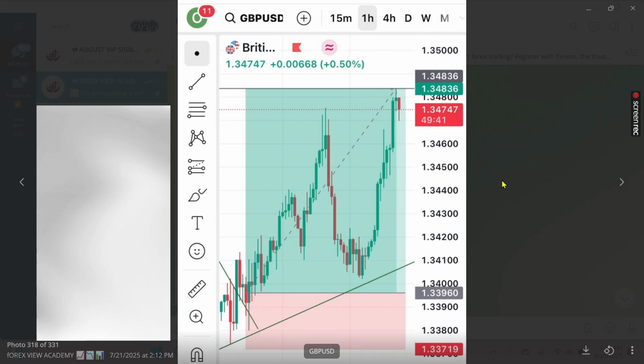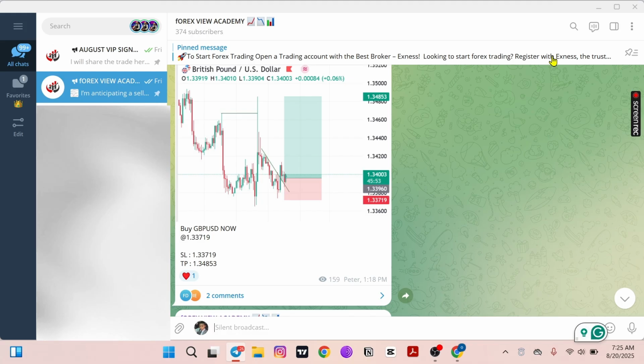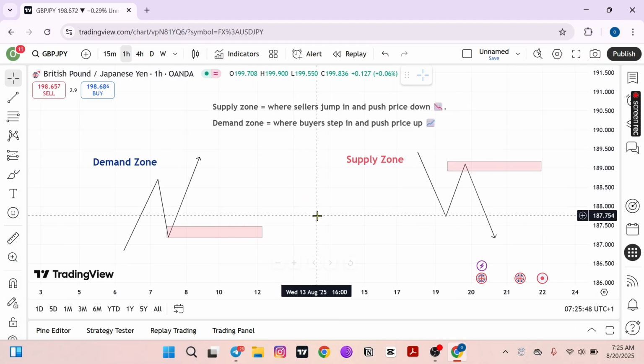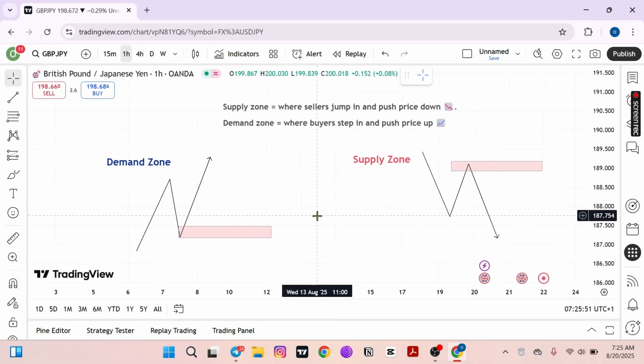The demand and supply strategy is a very unique strategy that you need to be using for your trade entry, and in this video I'm going to be explaining it in detail. Now guys, before we jump into the chart to show you in real time how this demand and supply zone actually works, I want to quickly illustrate how it works here.